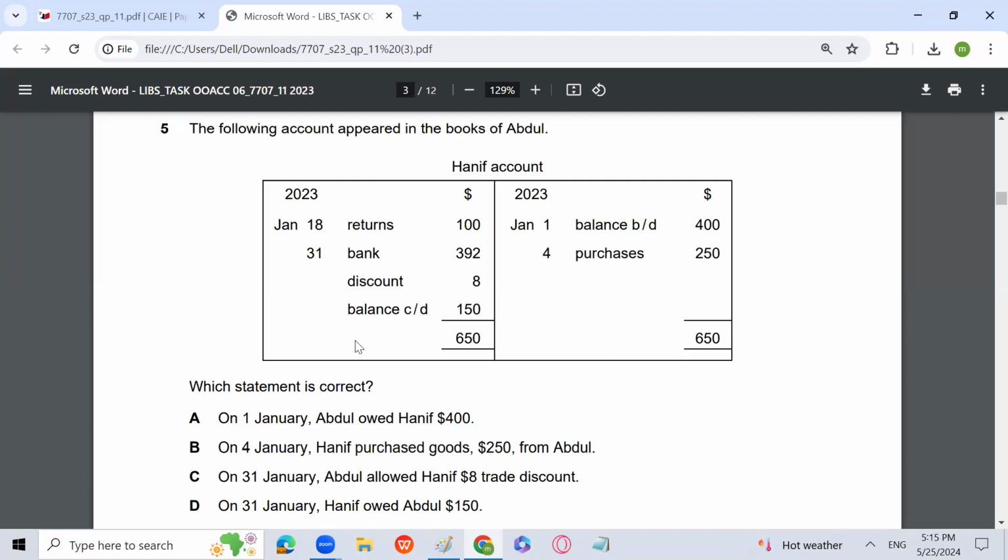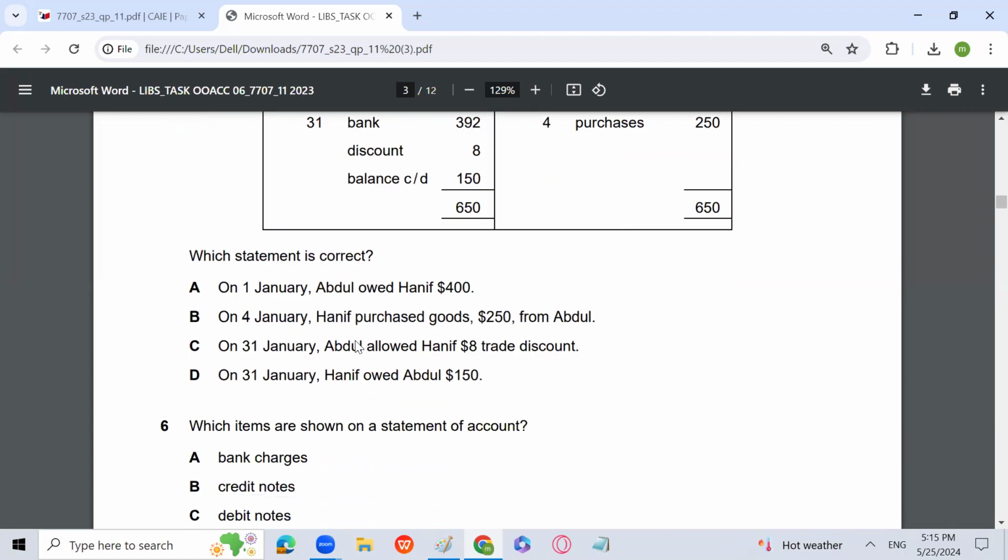Okay, C will not come because 8 is not trade discount. Or on 31st January, Hanif owed Abdul is wrong. Abdul owed Hanif is the right one.